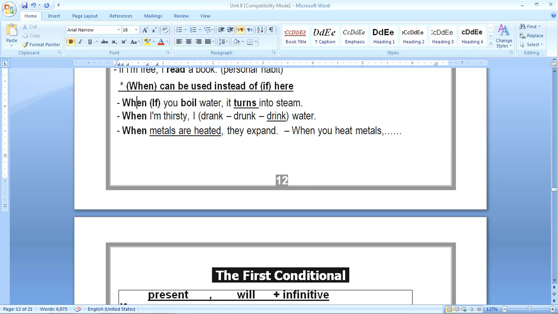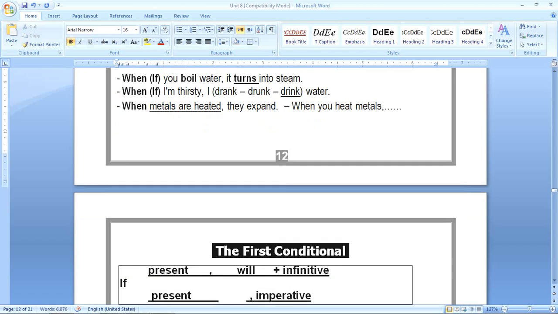When I'm thirsty, let's choose drank, drunk, or drink water. The answer will be drink. When I'm thirsty, I drink water. Or instead of when, you can say if I'm thirsty, I drink water. If or when, here both are right.